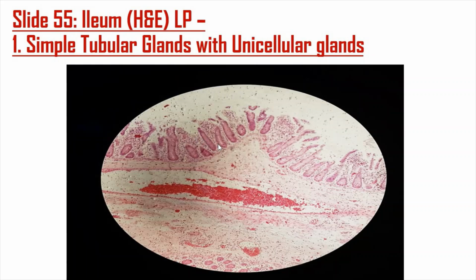So this is at low power. This is a gland here. It is lined by epithelial tissue. This is a gland. It's lined by epithelial tissue. So they're cut in different sections. So this is cross section. This is transverse. Okay. So this is at low power.